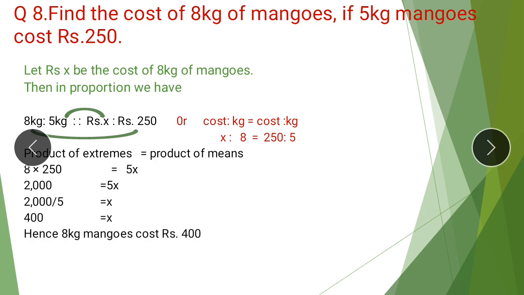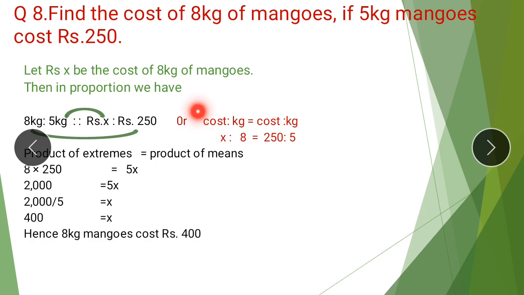But since we are learning the concept of ratio and proportion, this question is better solved with the help of ratio and proportion. So you can have the ratio between the quantities like kg and kg and rupees, or you can say cost and cost, then kg and kg.